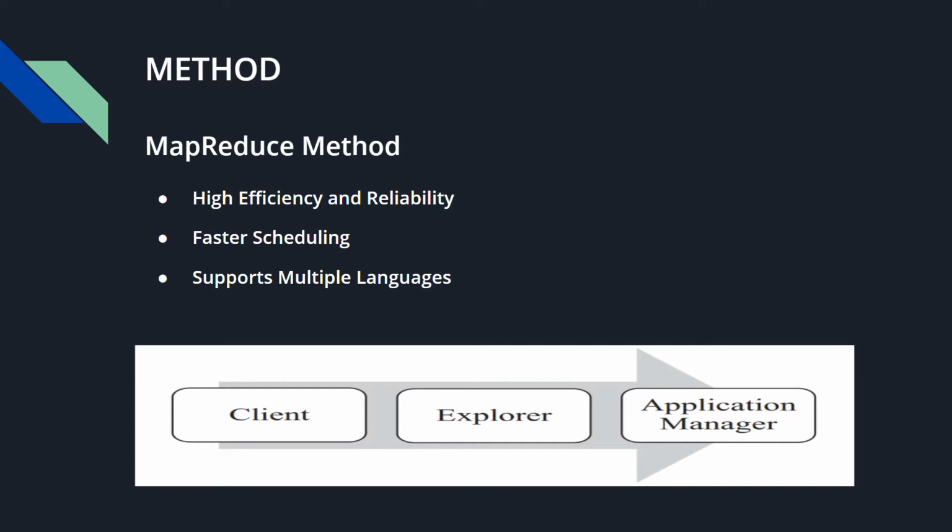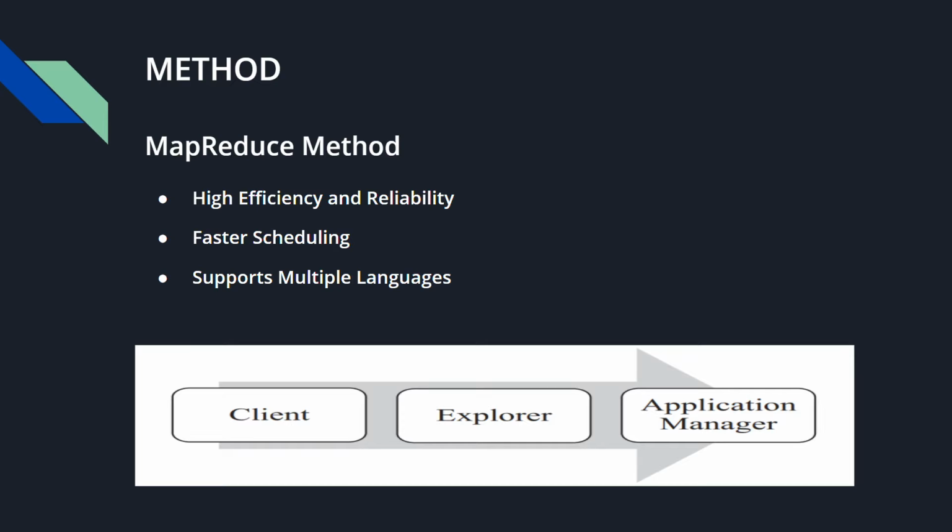Method. So here is the MapReduce method. So basically what is a MapReduce programming model? MapReduce programming model is an associated implementation for processing and generating big data sets with a parallel distributed algorithm on a cluster. A MapReduce program is composed of a map procedure, which performs filtering and sorting, and a reduce method, which performs a summary operation.